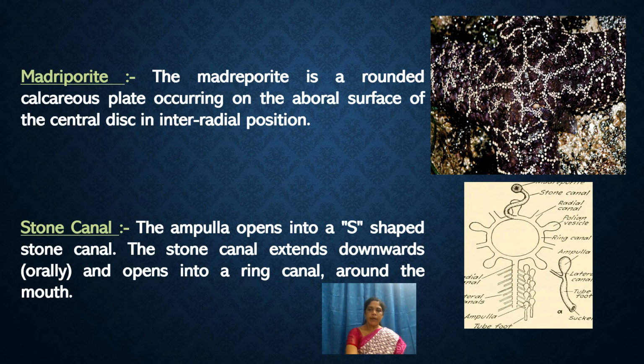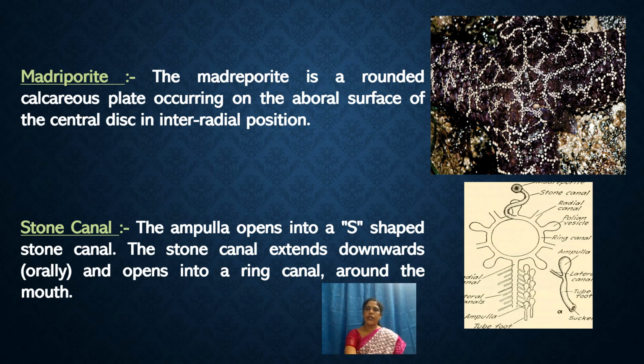Let's discuss one by one all the parts of the water vascular system. Madreporite is a rounded calcareous plate occurring on the aboral surface of the central disc in interradial position. Its surface bears a number of radiating, narrow, straight or wavy grooves or furrows. Each furrow contains many minute pores at its bottom.